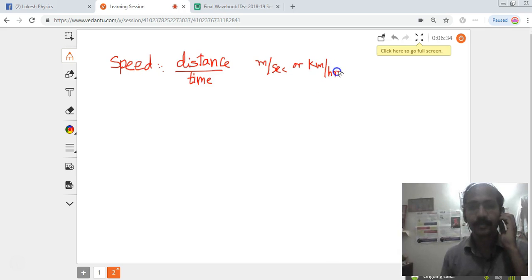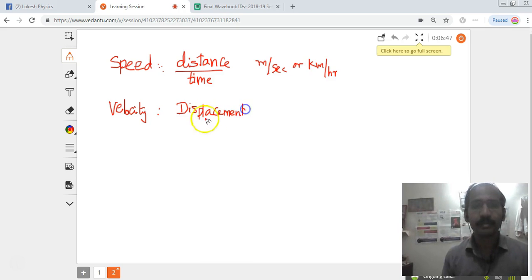Then what is velocity? Velocity is the minimum distance traveled by an object per unit time. That is displacement by time. Very good. Then what are the units of velocity? Meters per second, or kilometer per hour.